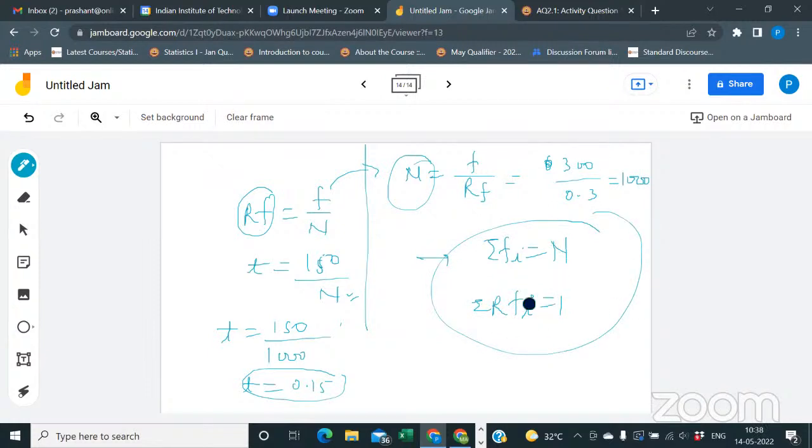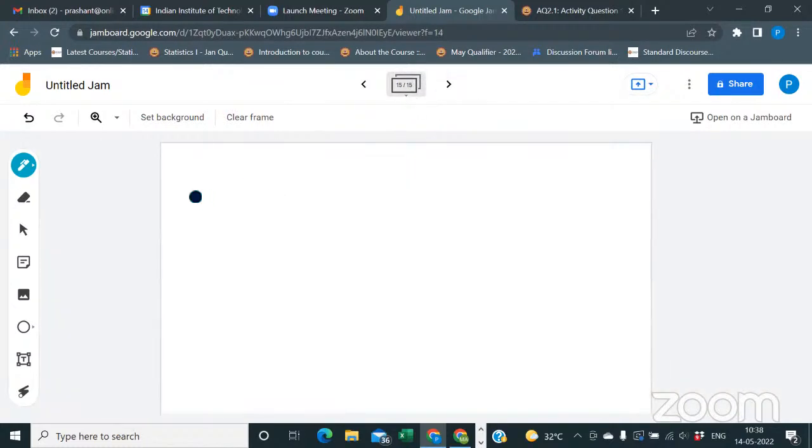So what was the second one? First of all, the sum of all frequencies should be N, where N is the number of observations. And the second formula, the sum of all relative frequencies is 1. Right, sir. So from this property you can calculate.